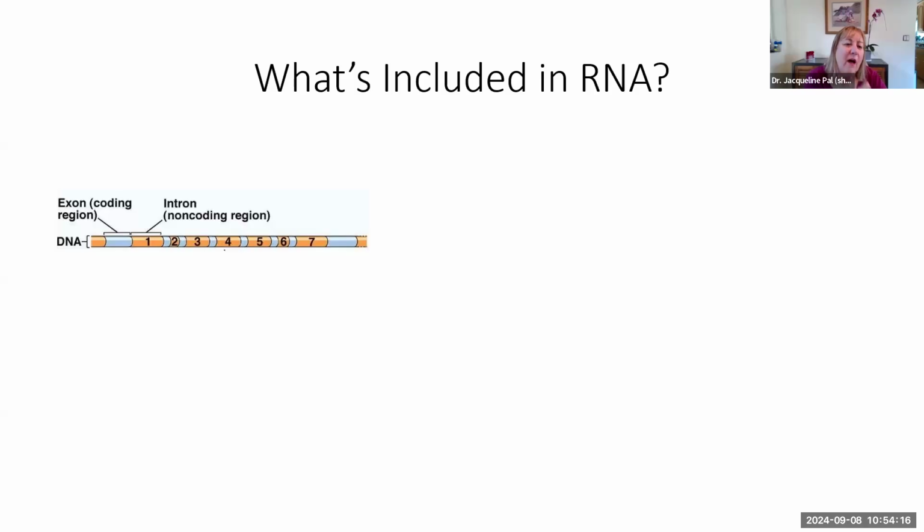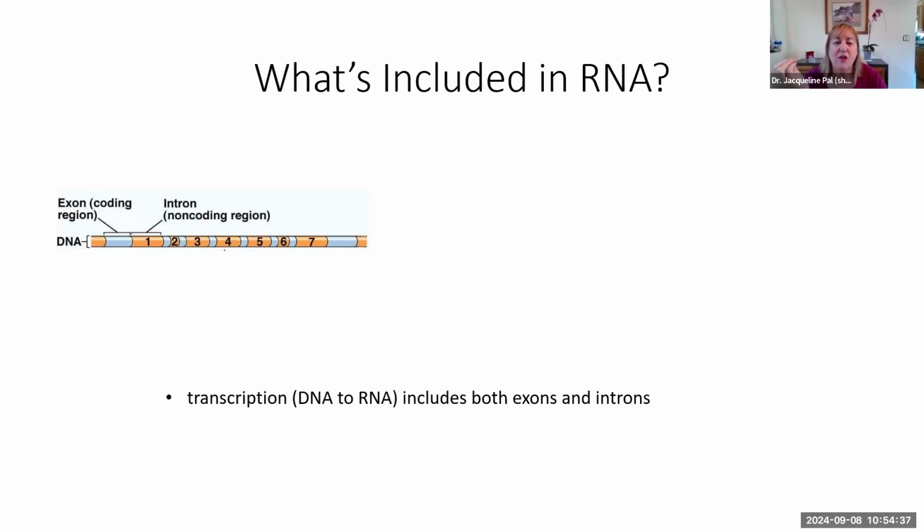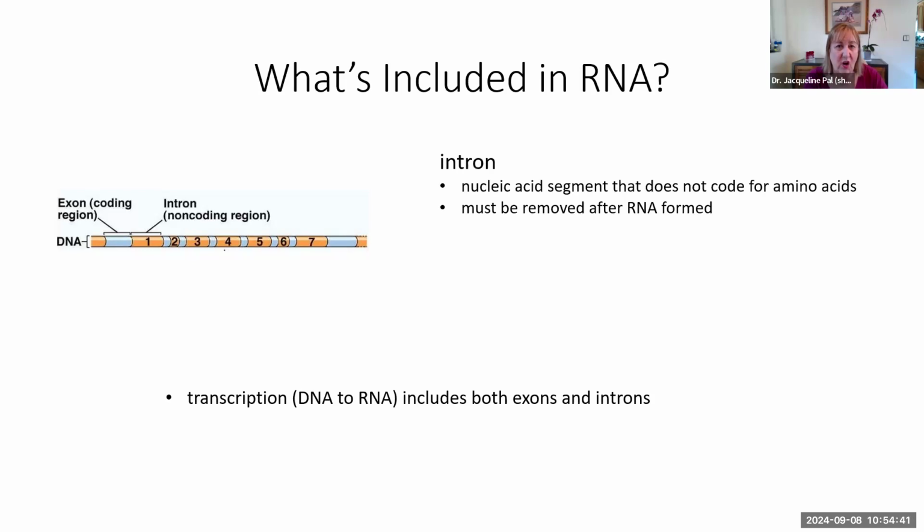Okay, and we have 2 different areas here. We have areas known as exons, which are areas of RNA which will code for stuff. And we have areas known as introns, which don't code for anything. They're nonsense areas. So we actually are going to have to remove the intron areas. Okay. So introns are actually nucleic acid areas, but they're not going to code for amino acids.